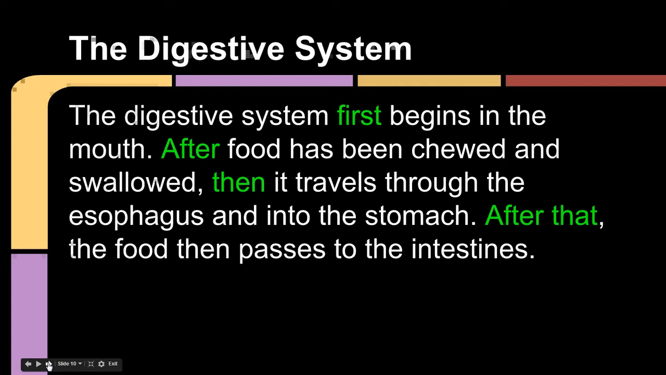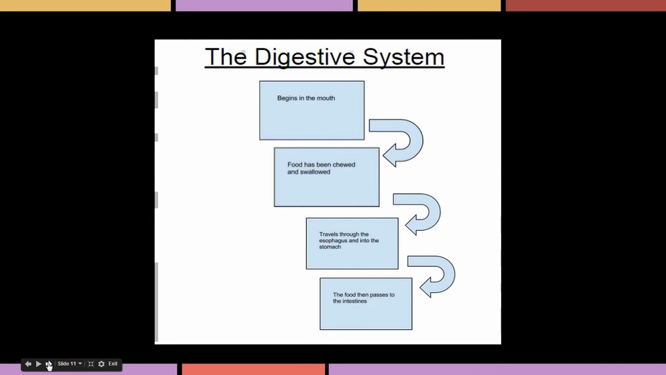So when you broke it apart into your graph, you should have: begins in the mouth, then the food has been chewed and swallowed, travels through the esophagus and into the stomach, and the last one, the food then passes into the intestines. That was the process in which these steps happened.